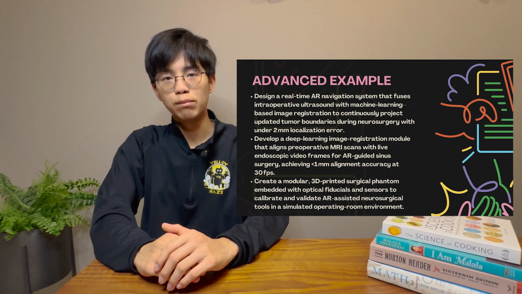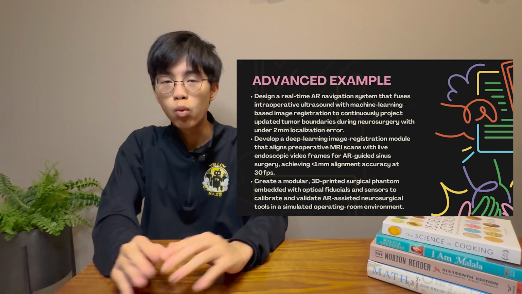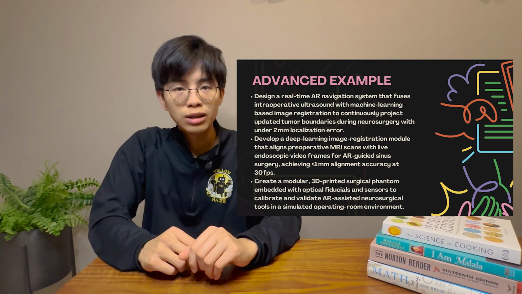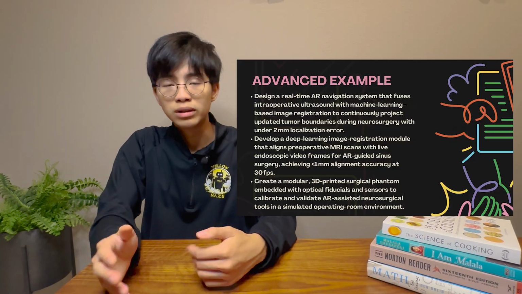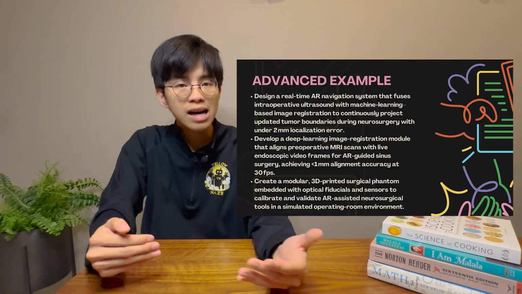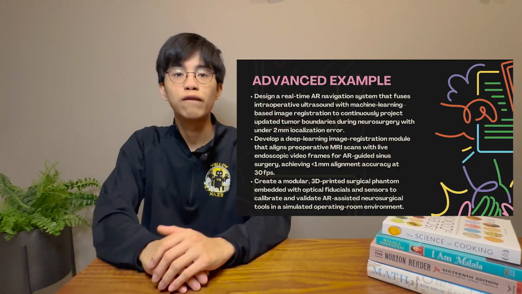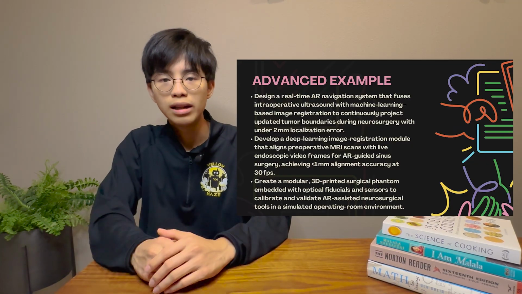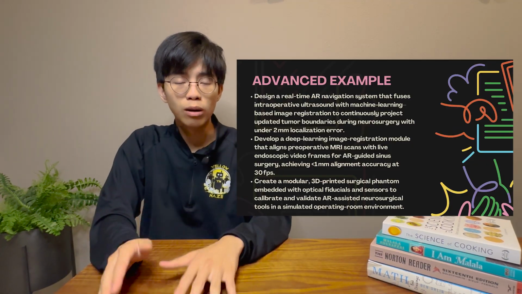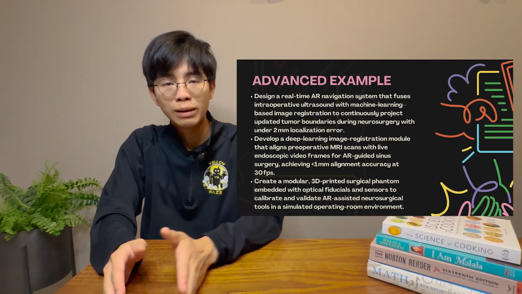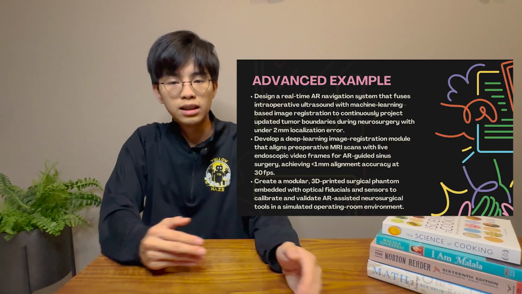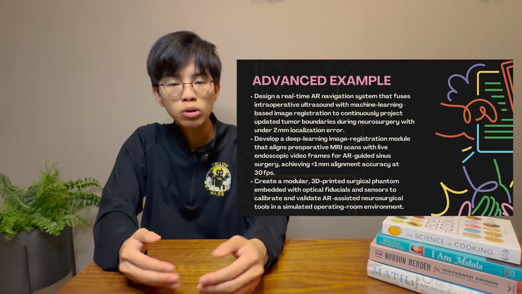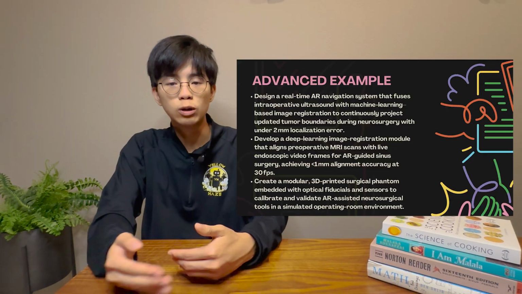Here's a more advanced example. Now, even though this is 3 bullet points, it's still one engineering goal. Maybe for an engineering project, you have multiple things that you want to achieve, multiple things it uses, multiple thresholds it wants to pass. So it is perfectly okay for an engineering project to have multiple bullet points, 3, 5, maybe even more, right? So this one, though, basically has 3 main parts. First, develop a real-time augmented reality navigation system. Second is develop a deep learning image registration module. And third is to create a modular 3D printed surgical phantom.